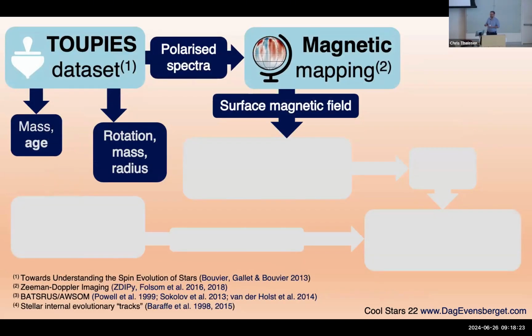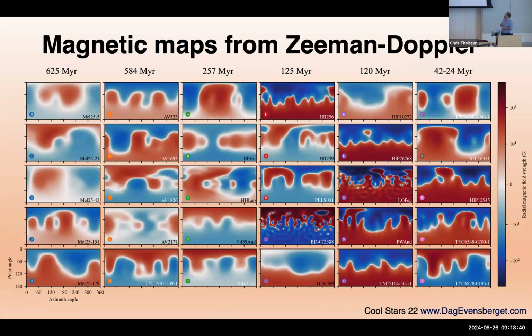So of course, the data set doesn't just contain rotation, mass, and radius data. It also contains polarized spectra, which we can use to produce surface magnetic maps. This work has already been done by Colin Folsom and collaborators. And here I'm just showing the magnetic maps from that project.